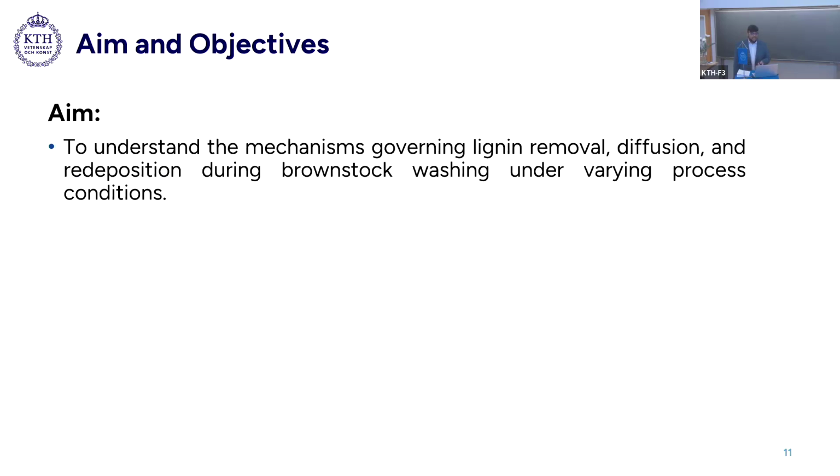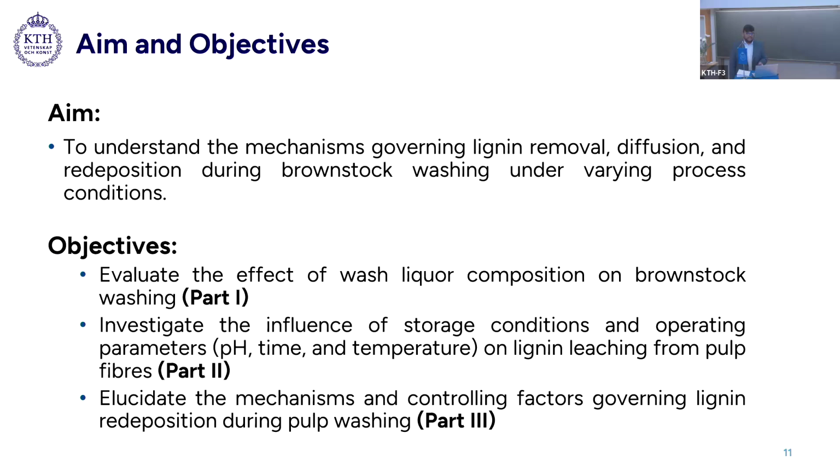When we look into the current work, the aim is to understand how lignin is removed, diffuses, and redeposits during Brownstock washing under different conditions. The main objectives were to evaluate the effect of wash liquor composition in Brownstock washing, to understand how storage conditions and operating parameters influence lignin leaching from pulp fibers, as well as to understand the mechanisms and controlling factors governing lignin redeposition during pulp washing. Following the objectives, the thesis structure will be divided into 3 parts.